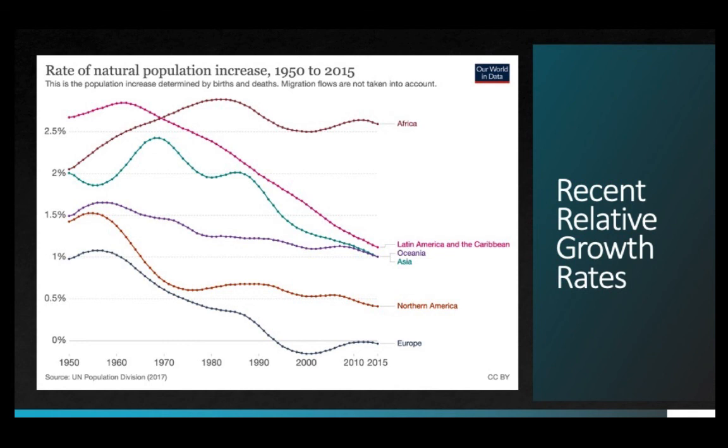As I mentioned on the last slide, Asia has the largest absolute population growth rate, but its relative growth rate is really not that much higher than North America and is about the same as Latin America and the Caribbean. Where are growth rates the highest? The answer is Africa. But what might come as a surprise is that even in Africa, it looks like relative growth rates are starting to decline. This will also be very important in the future.